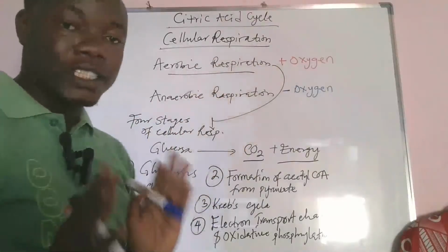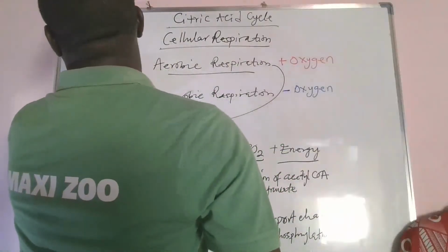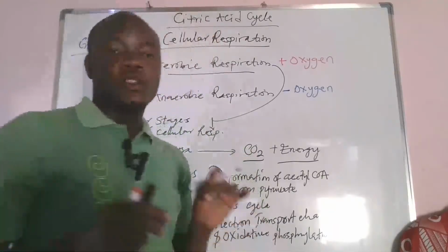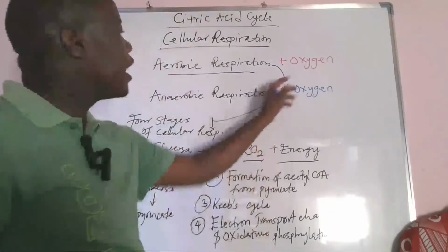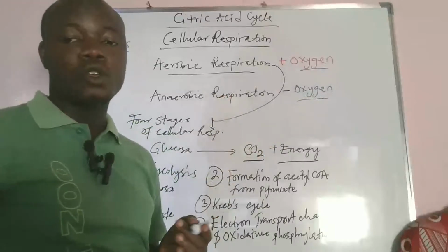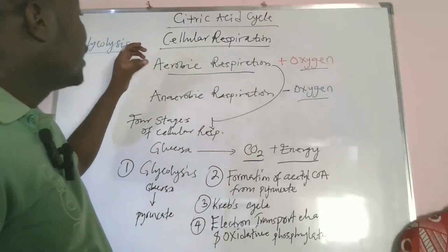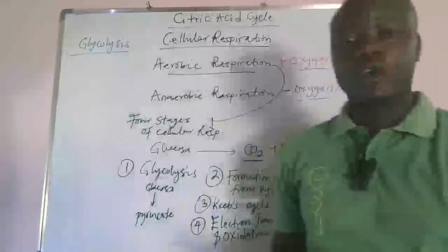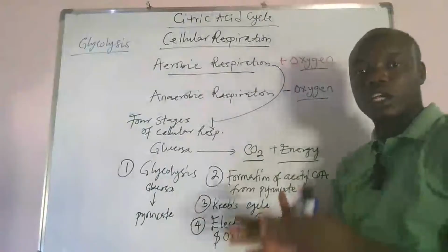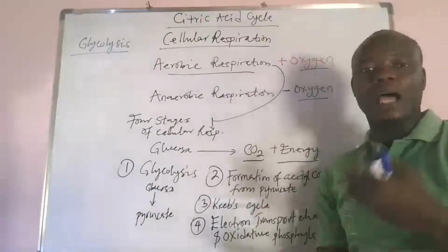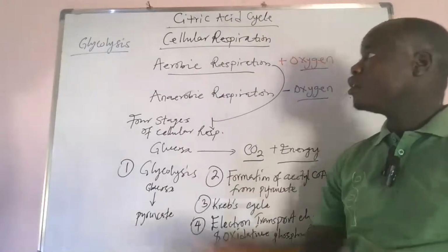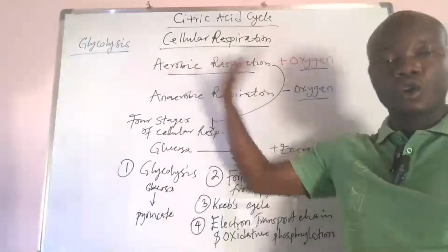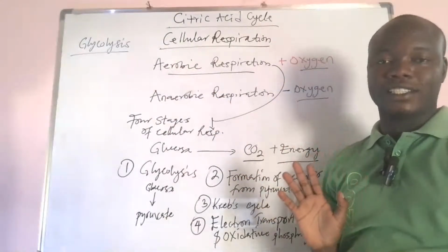But I want you to understand that glycolysis occurs both in a cell where there is oxygen and where there is no oxygen. So it occurs both in the absence and presence of oxygen. So glycolysis can occur in both the anaerobic stage and the aerobic stage. That is what I want you to understand.